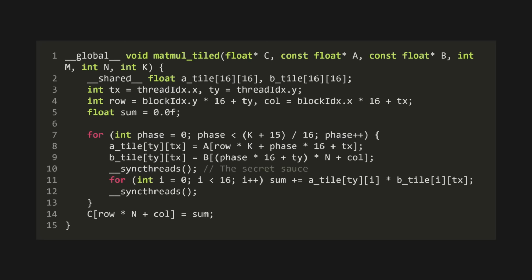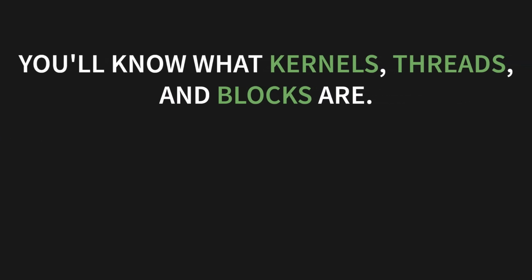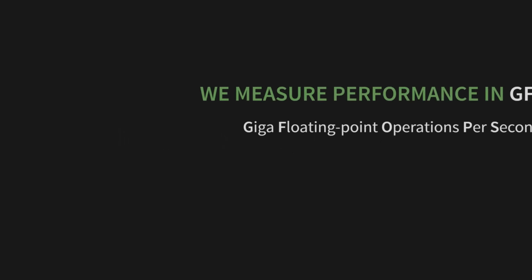You're seeing special keywords, pointers, arrays with strange names like A-tile and B-tile, threadIdx, blockIdx, and these mysterious synchronization calls. By the end of this video, you will understand every single line of this code. You'll know what kernels, threads, and blocks are. You'll understand the difference between slow global memory and fast shared memory. And you will know exactly why this code is so fast. That's my promise. And listen, this isn't just theory.